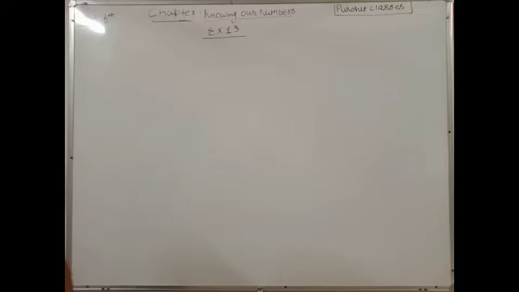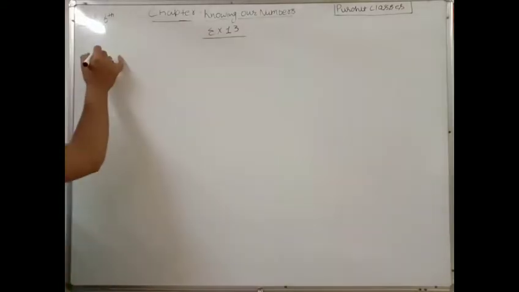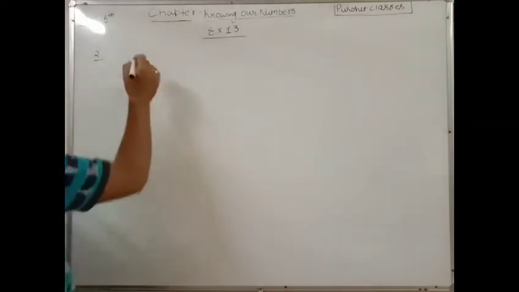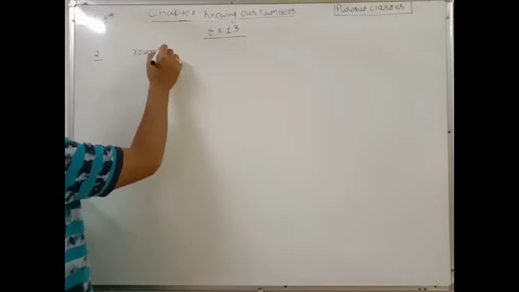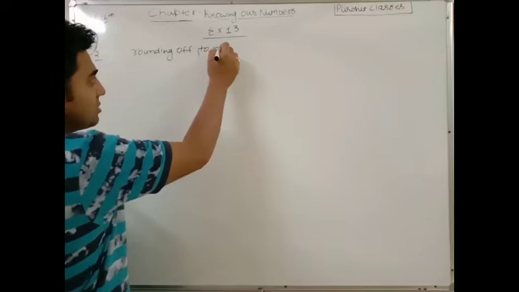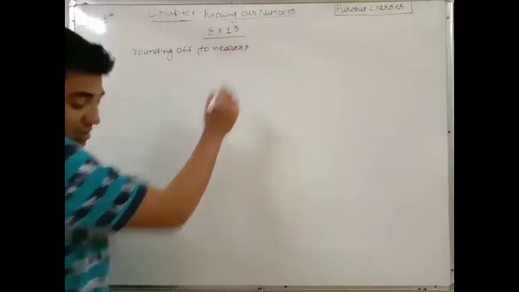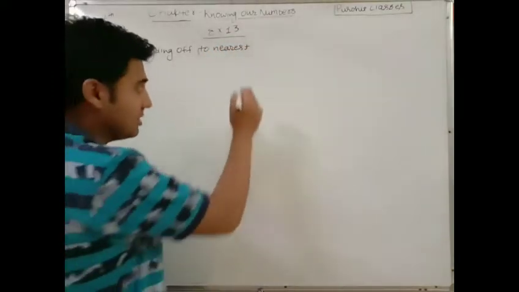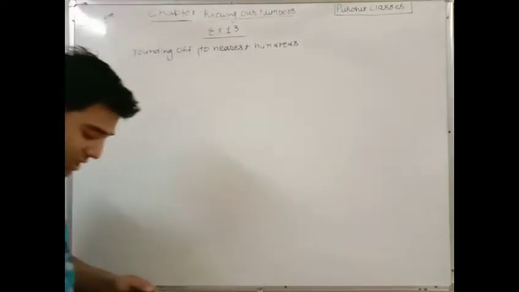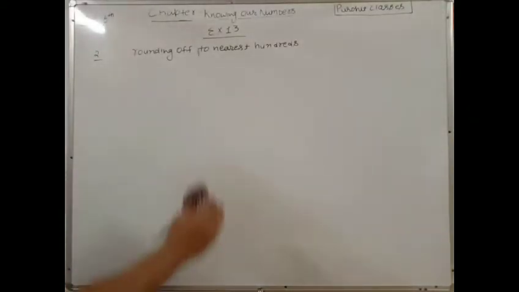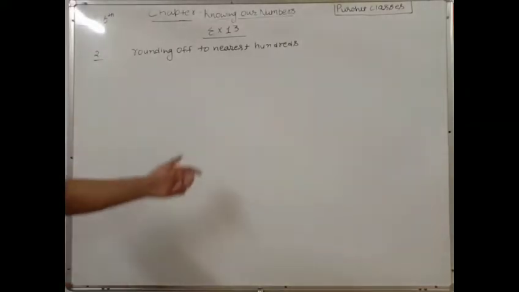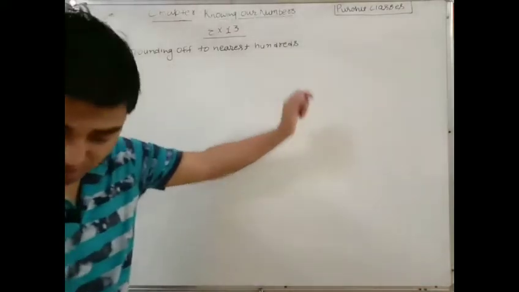Now it's time to solve question number 2, which says give a rough estimation by rounding off to nearest hundreds. This is very important. As you can see, nothing like this was written in the previous question. In the previous question it was written just estimate by using the general rule. Here it is written we have to round off to the nearest tens.